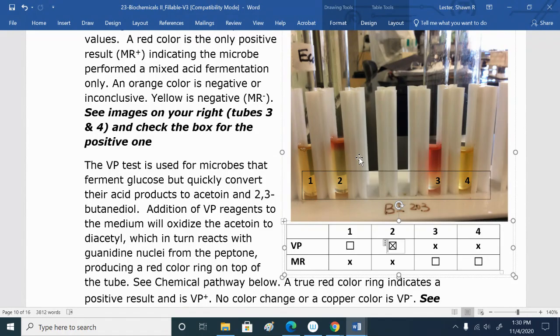So tube 3 is a methyl red test. Is it positive or negative? Positive. Positive because it's red. And tube 4 is negative. Not red, so it's negative.